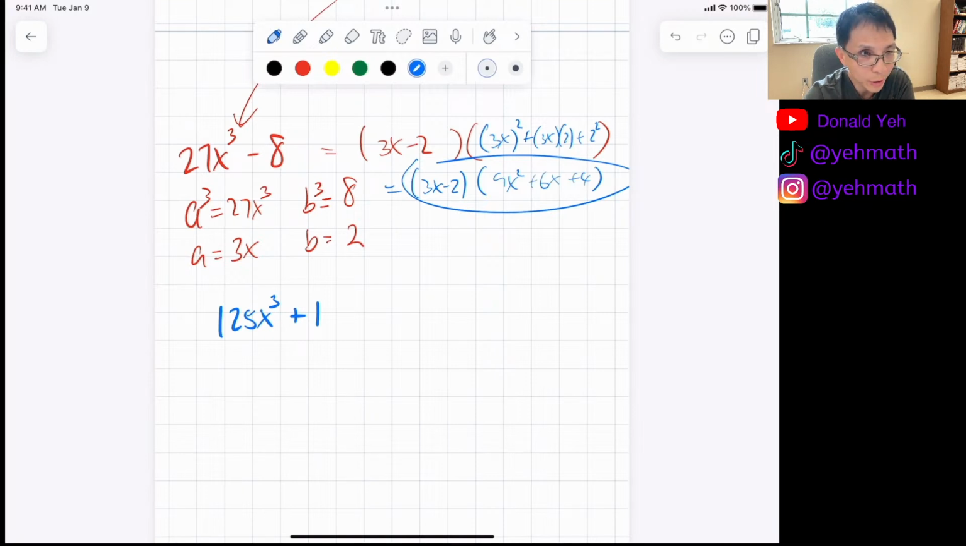The best thing is you know all the perfect cubes. So for example, 3 to the cube, 2 to the cube, 4 to the cube. It helps you.